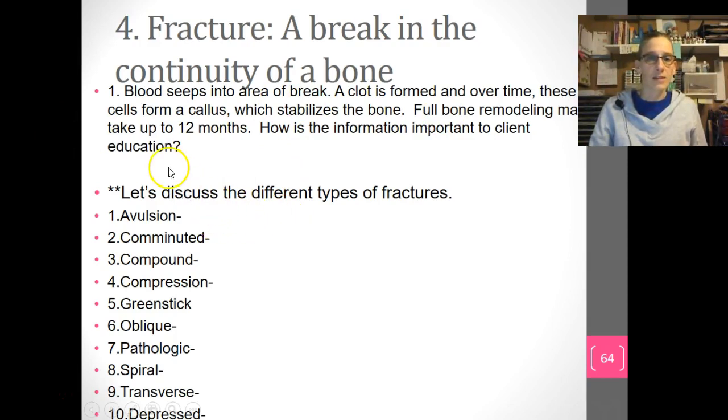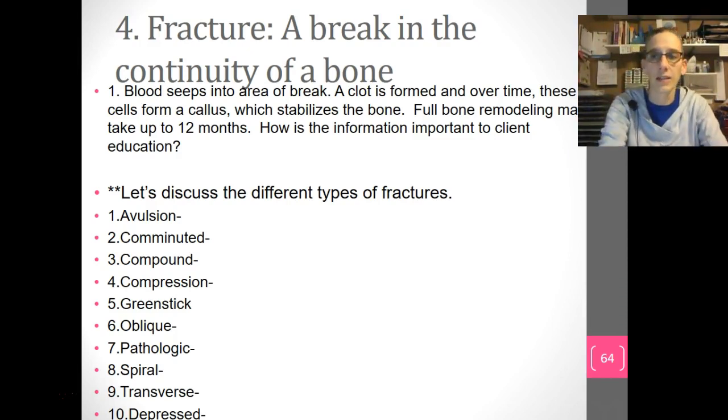All right, so let's discuss the different types of fractures. We've got an avulsion fracture, comminuted, compound, compression, green stick, oblique, pathologic, spiral, transverse, and depressed. Again, I hope that you will pause the video, go to your book, look up these definitions before I tell them to you, because you will understand them and comprehend them much better if you do that. But I'm going to go ahead for these purposes and tell you what these definitions are. But these are things you're going to have to know. You need to understand the difference in these types of fractures.